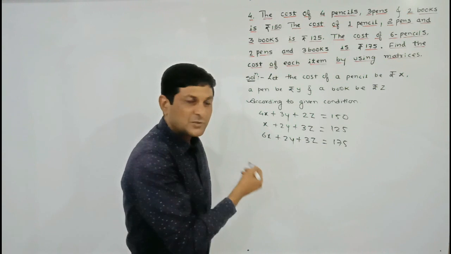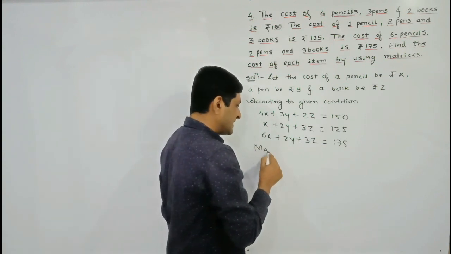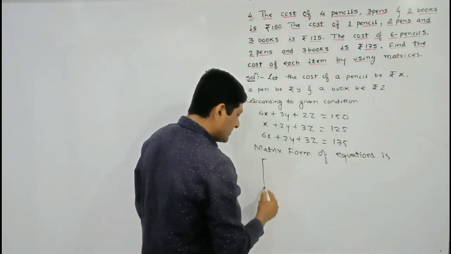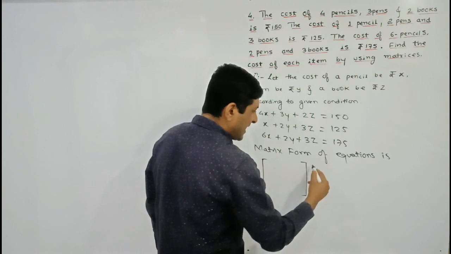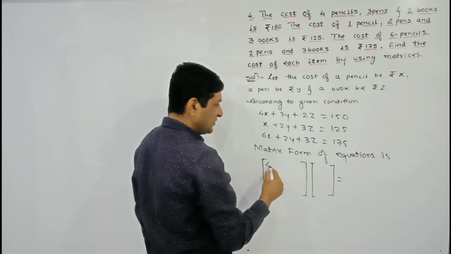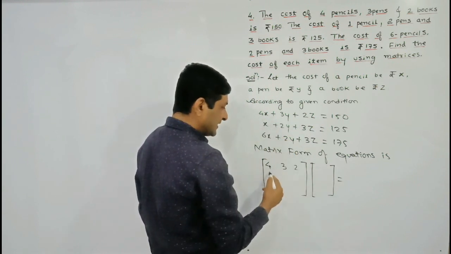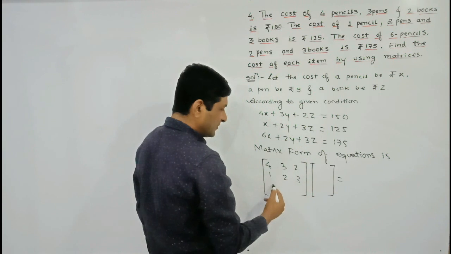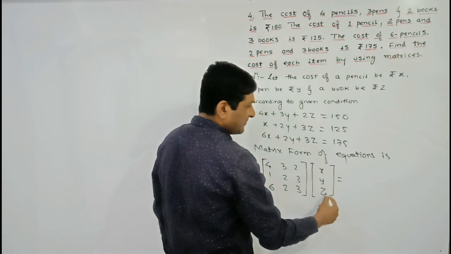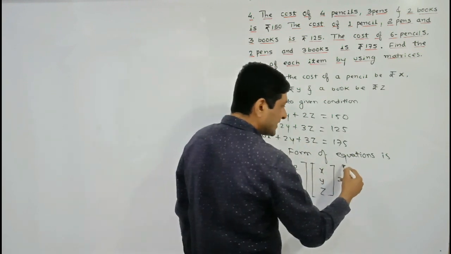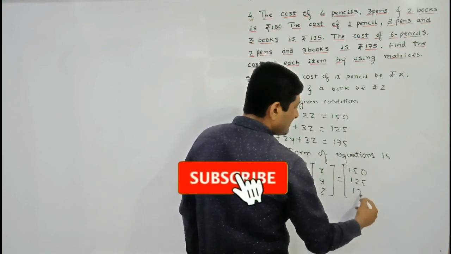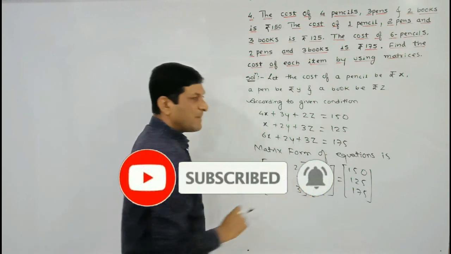So first write down the given equations in matrix form. Whenever we are writing the given equations in matrix form, in the first matrix we are collecting the coefficients: 4, 3, 2 in the first equation, 1, 2, 3 in the second equation, and 6, 2, 3 in the third equation. In the second matrix we are collecting the variables x, y, z, and on the right hand side we are collecting the constant terms, that is 150, 125 and 175. In this way we have got the matrix equation.